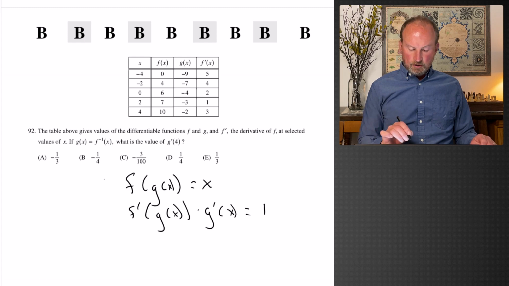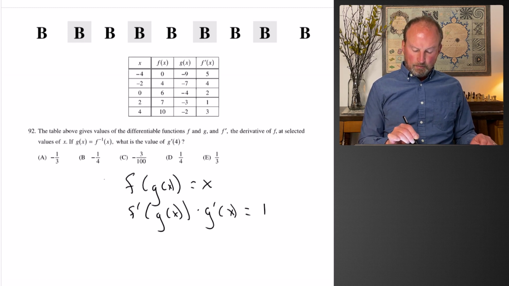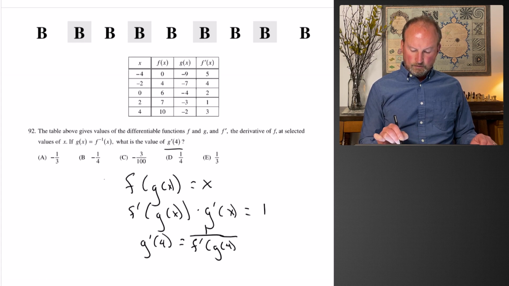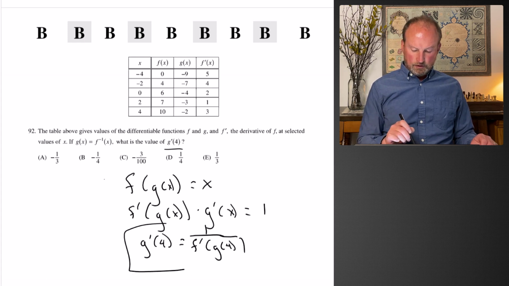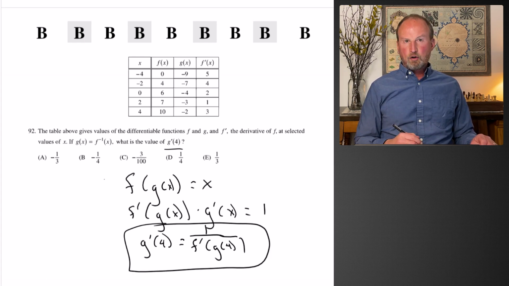Doing a little rearranging, I'm solving for G prime because that's what I want. So G prime, I'm going to go ahead and stick a 4 in there, is equal to 1 over F prime of G of 4. If you forgot this derivative, if you don't have it memorized, you can always derive it.